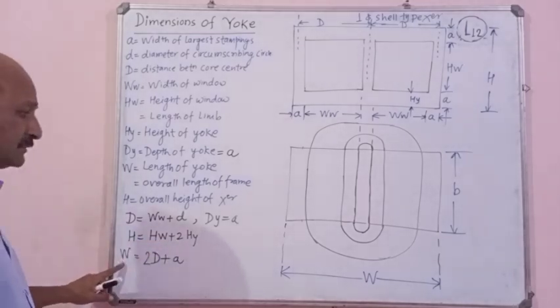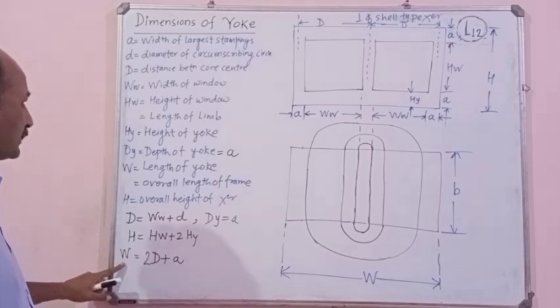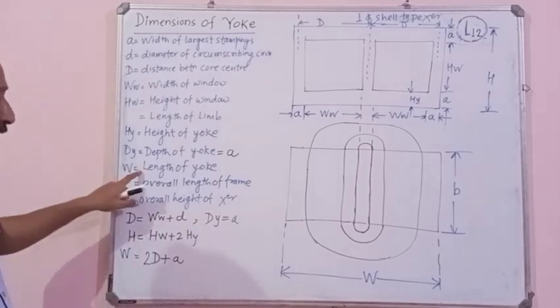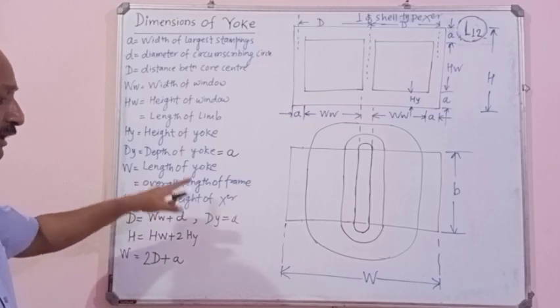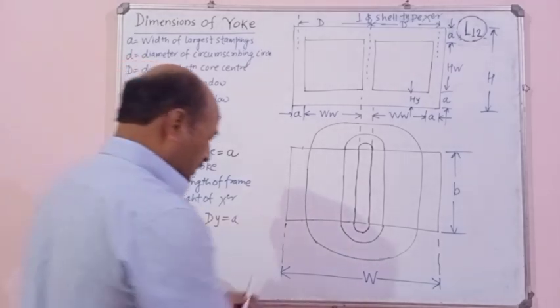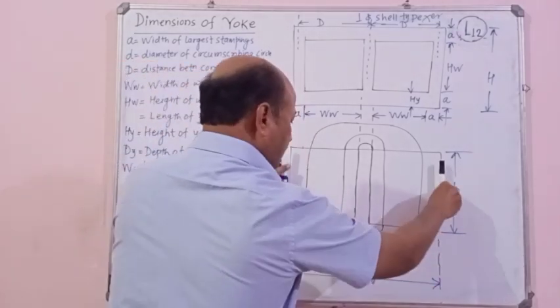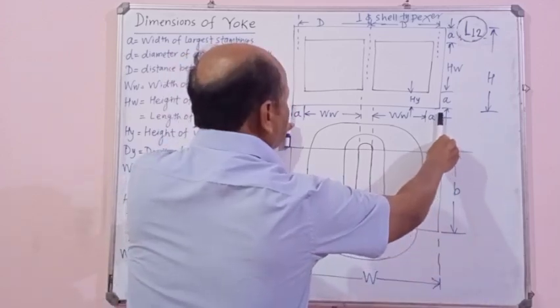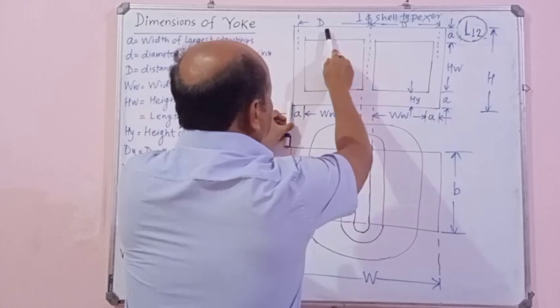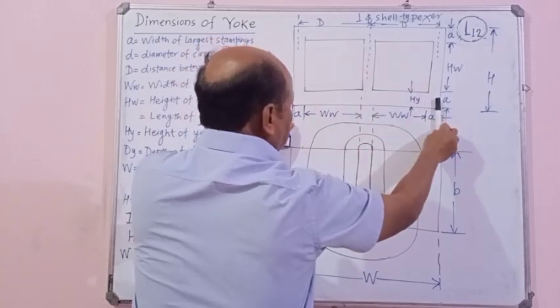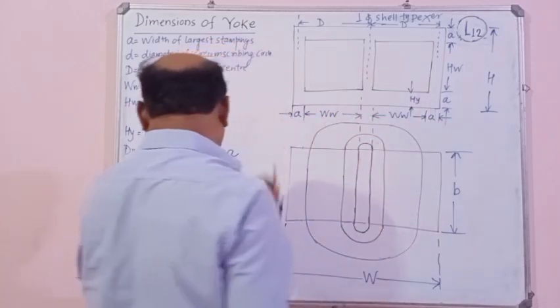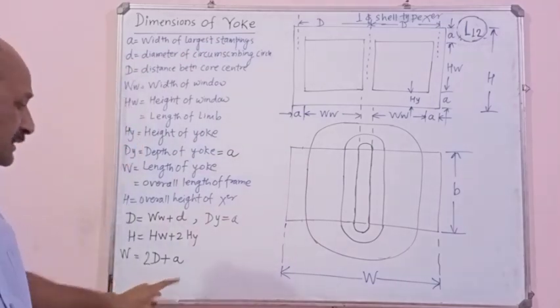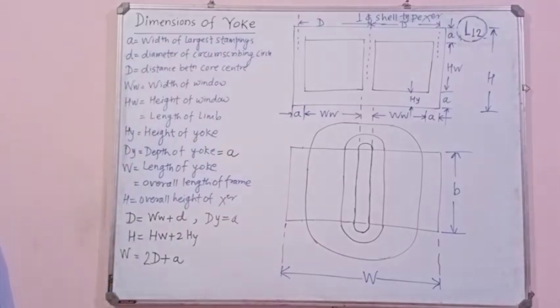And the last relation, that is the capital W. So capital W is nothing but the length of the yoke or overall length of the frame. So this one is nothing but the overall length of the frame. Overall length of the frame is given by D plus D, half of the A plus half of the A, that is A. That is 2D plus A. So in this way, you can write the relations of the single phase shell type transformer.